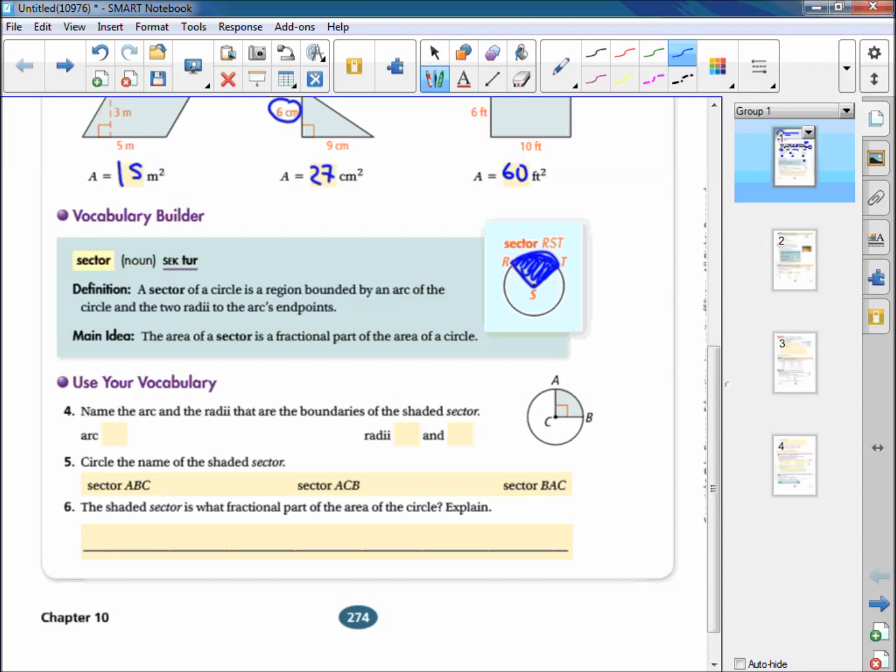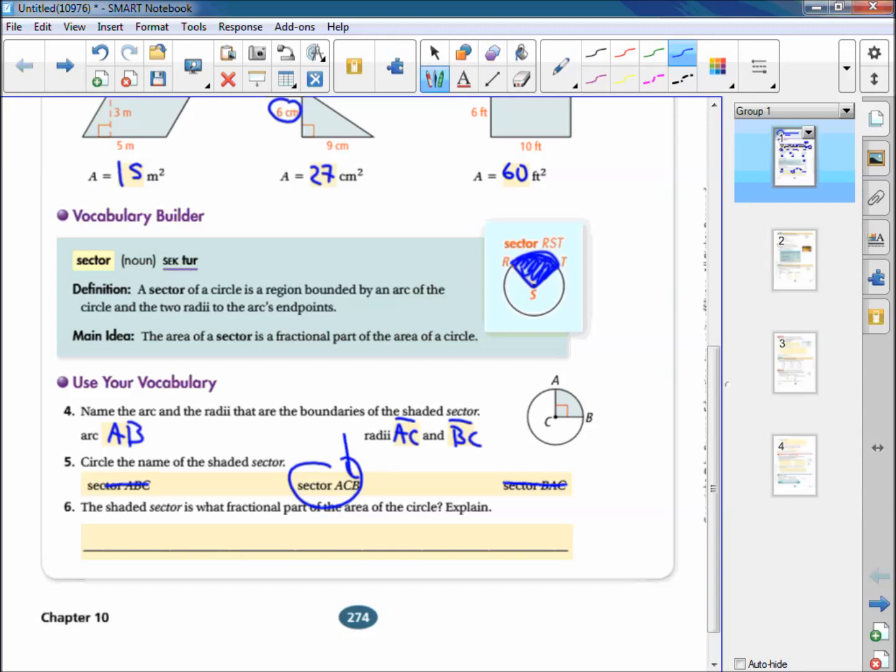All right, so name the arc and the radii that are boundaries of the shaded circle. So the arc is AB, and the radii are AC and BC. Okay, those are our 2 radii. Circle the name of this shaded sector. So this is going to be sector ACB. You need to put the center in the middle of the name of your sector. Okay, so the center point always goes in the middle of your sector.